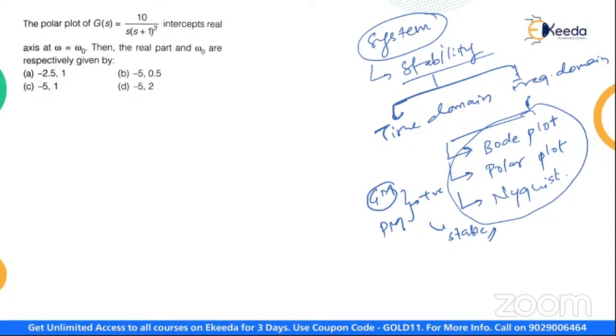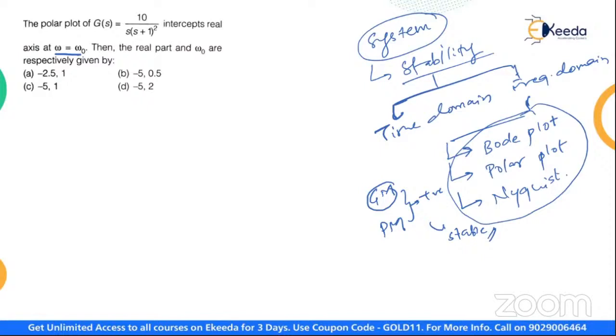Let us move on to the first question. What is it? The first question is: the polar plot of G(s) equal to 10 upon s into (s plus 1) the whole square intercepts the real axis at omega equal to omega naught. Then the real part and omega naught are respectively given by what? Means we are supposed to find the real part and omega naught of this particular system. How do you do that?